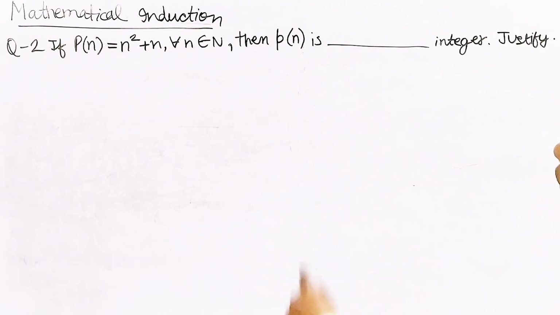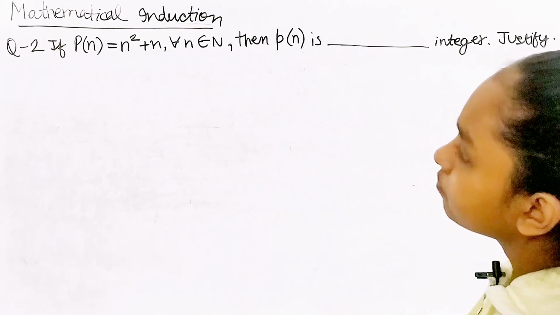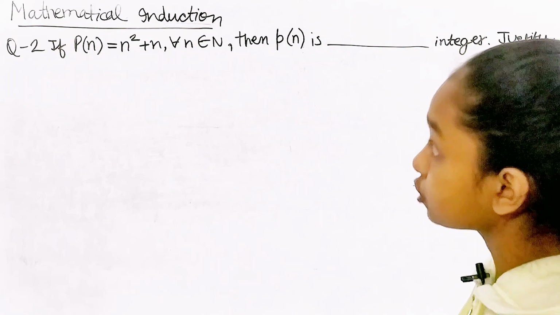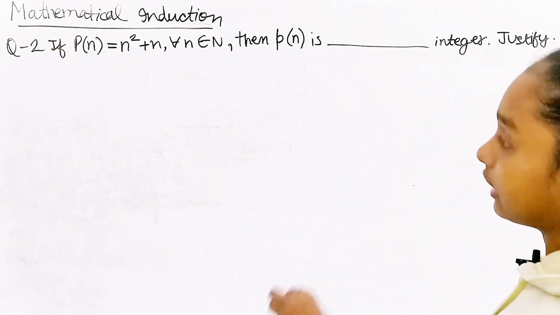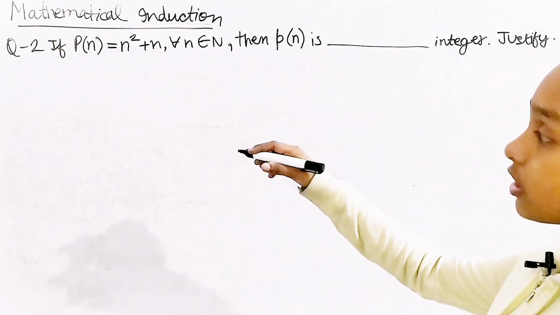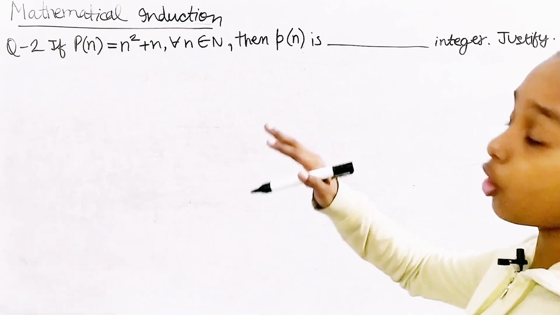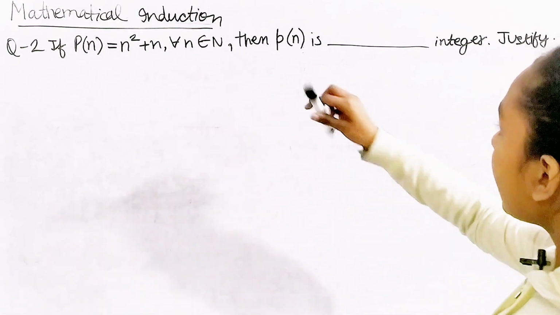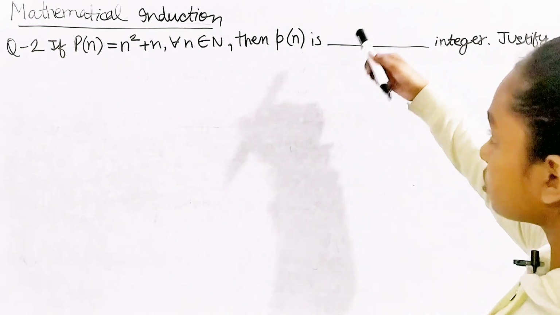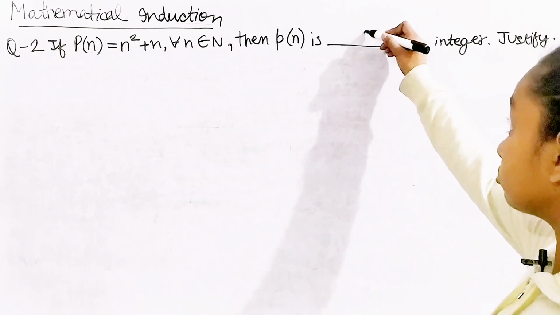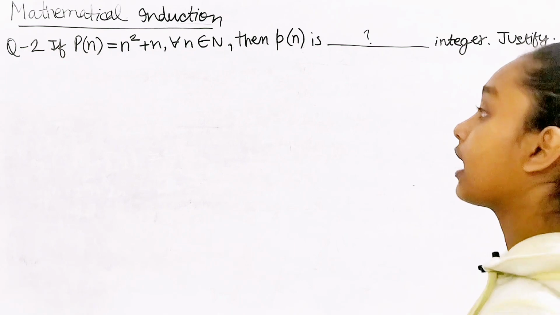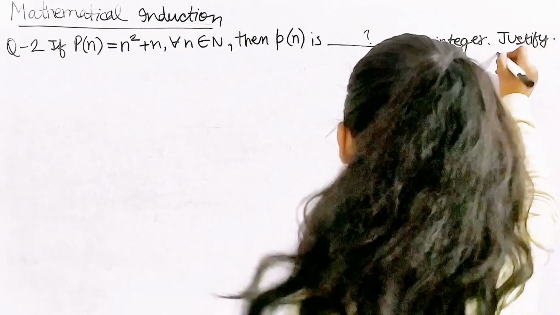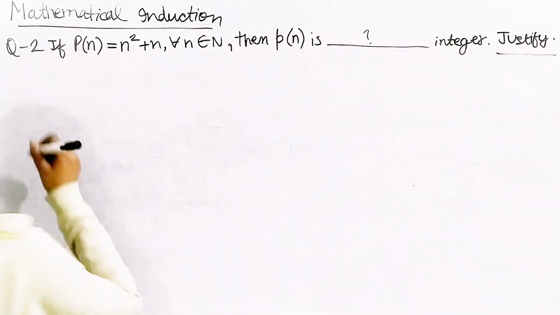It's saying P of n is equal to n square plus n, for all values of n belonging to the natural numbers. Then P of n is, so we just have to fill this up. So what's going to be here? Let's find it out. We have to justify it, so let's get started.